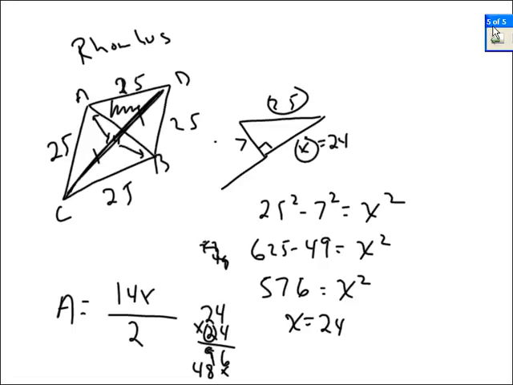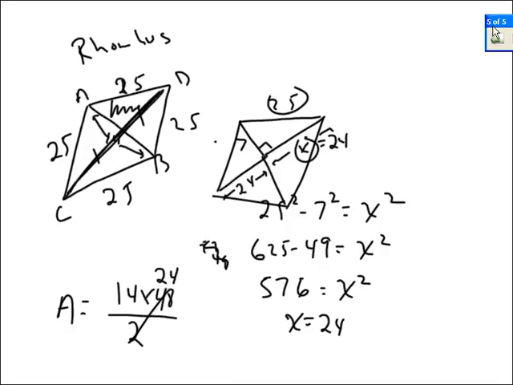So the other diagonal, 24 is that. The other diagonal is 24. Because when it comes to a rhombus, the diagonals bisect one another. So it is 48. When you split it in half, you get 24. 48 over 2 is 24.